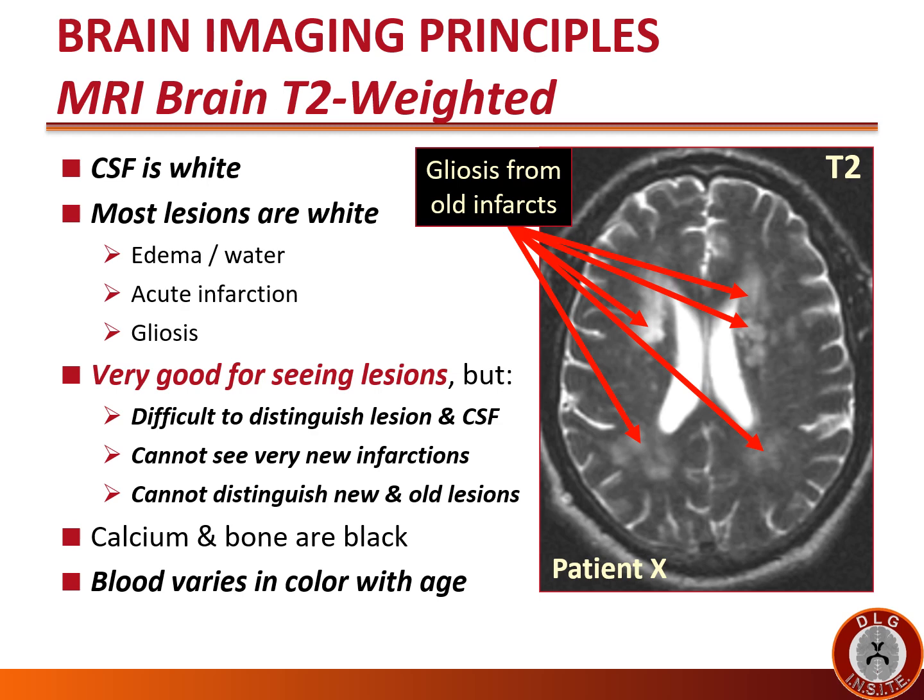On MRI brain T2 weighted images, CSF is white, and most lesions are white, including edema, water, acute infarction, and gliosis. T2 weighted images are very good for seeing lesions, but sometimes it is difficult to distinguish a lesion and cerebrospinal fluid. Also, T2 weighted images cannot see very new infarctions and cannot distinguish new and old lesions. On T2 weighted images, calcium and bone are black, and blood varies in color with age.